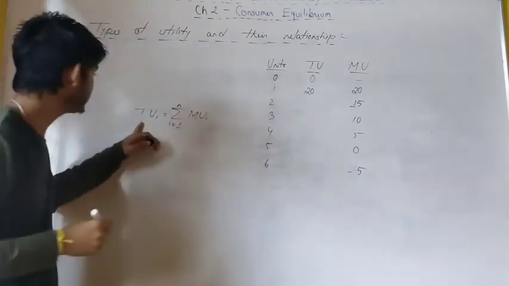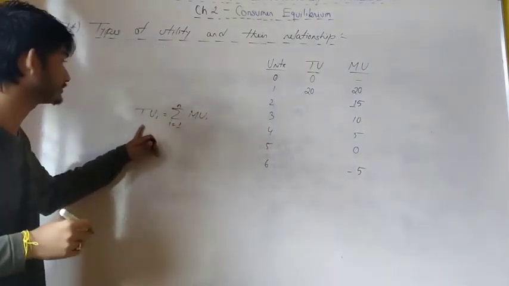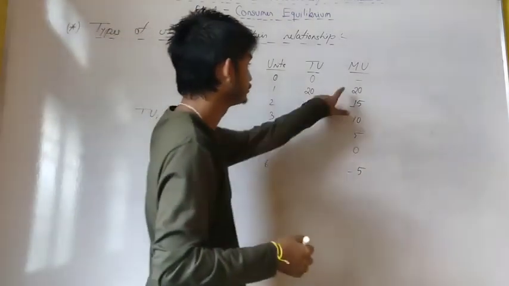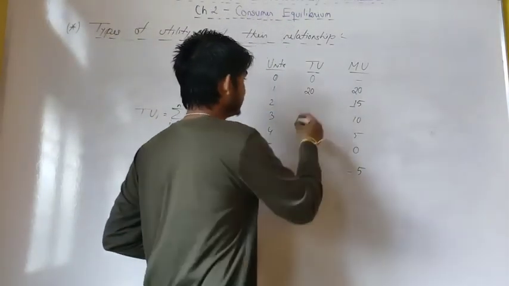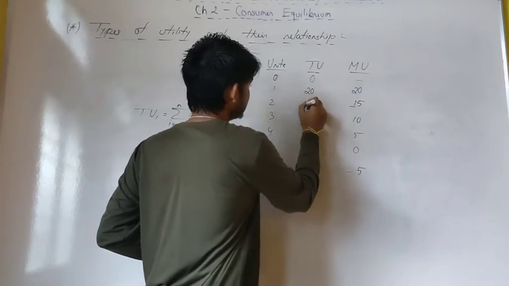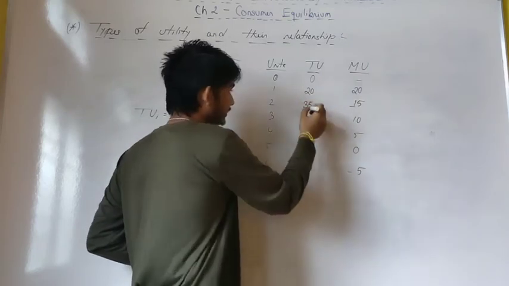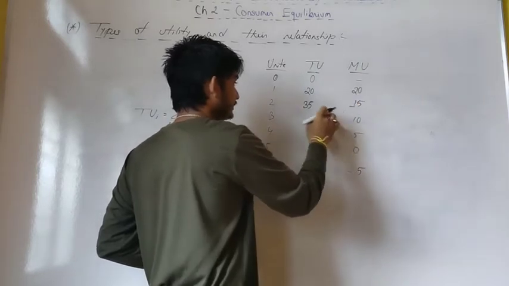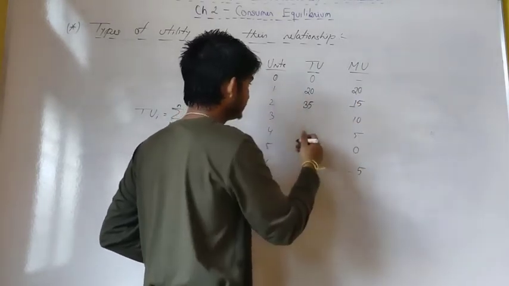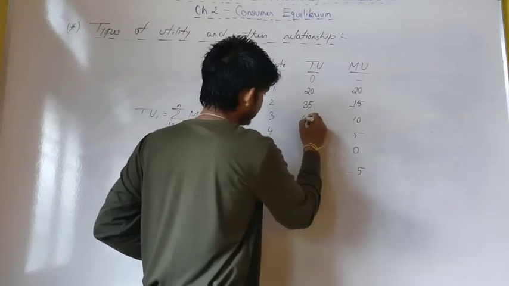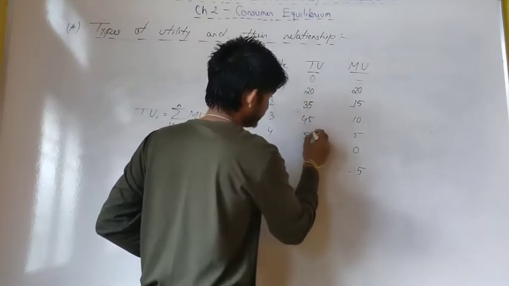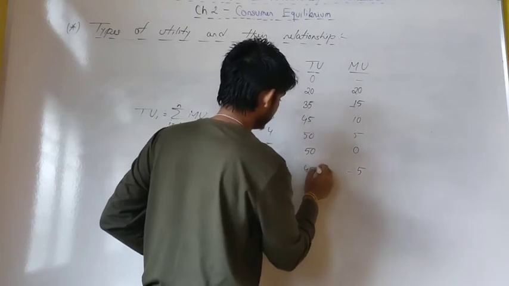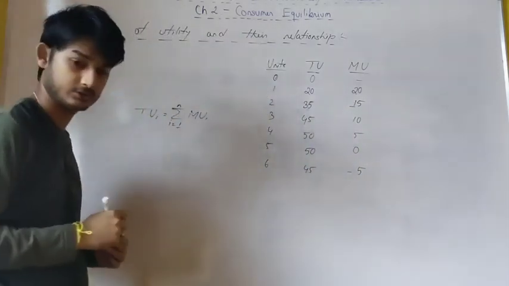For the second unit, if we want to find out total utility, we will add up the marginal utility of the first and second unit. So 20 plus 15 gives me 35. Then for the third unit, 20, 15, 10. So that means 35 plus 10. This will give me 45, then 50. 50 plus 0 is 50, and then 45.